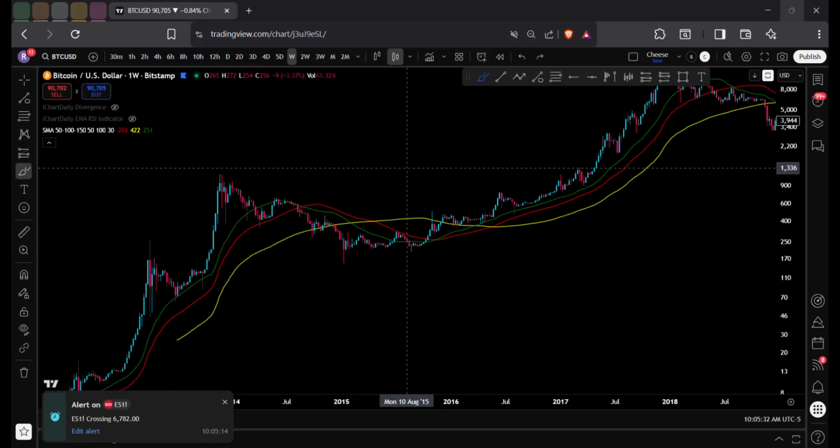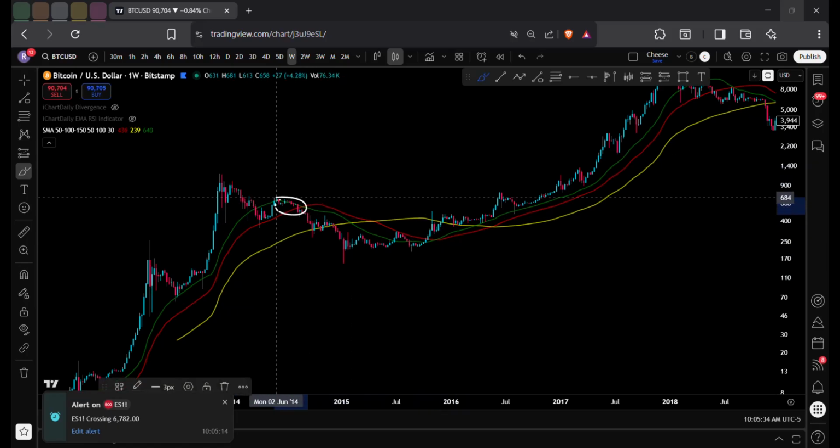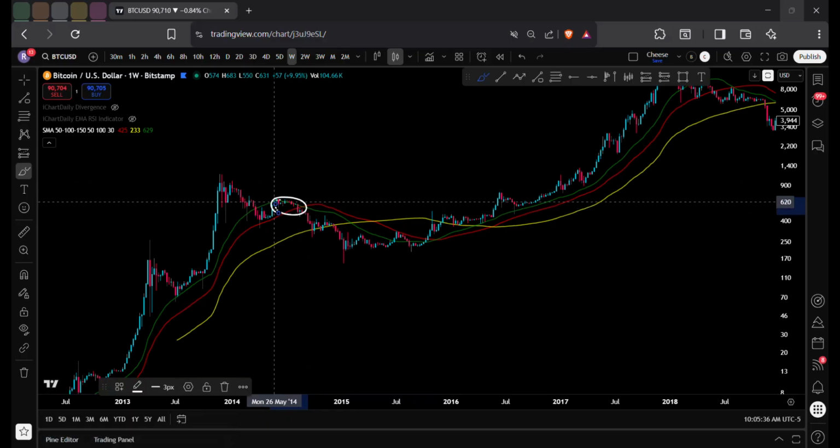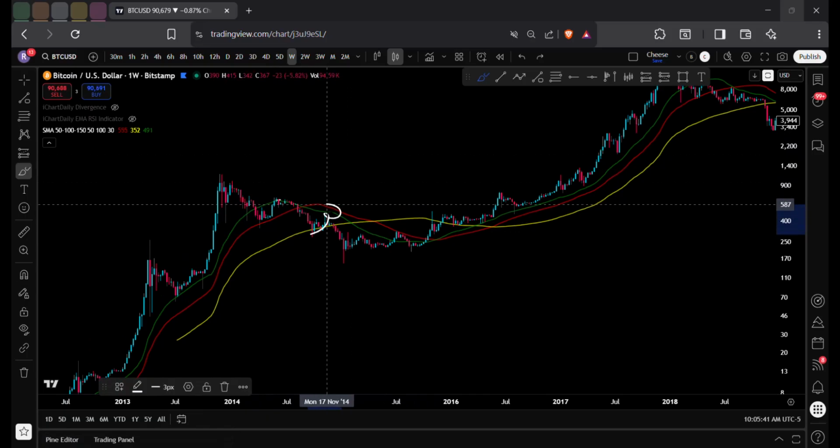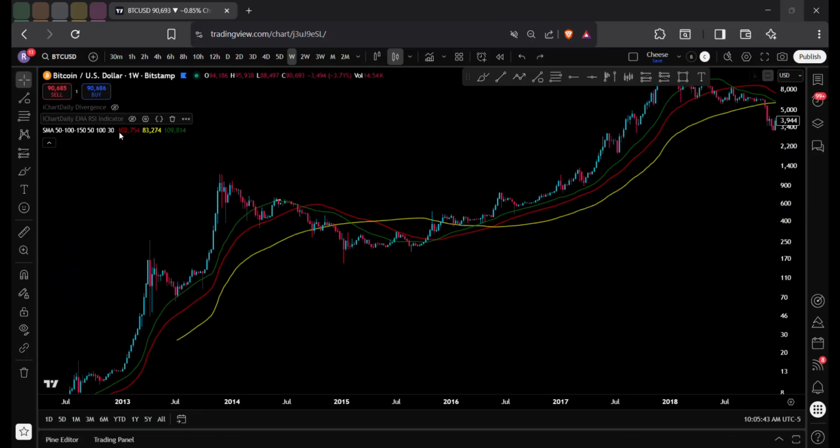As of right now, we are on the cusp of breaking the green and the red, excuse me, going to the yellow and then coming back up to use the moving averages as resistance.